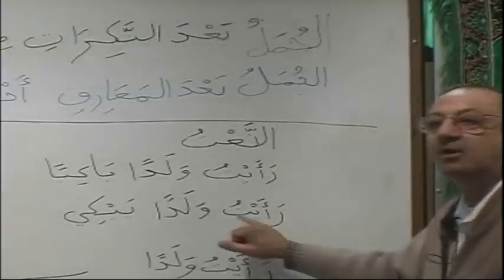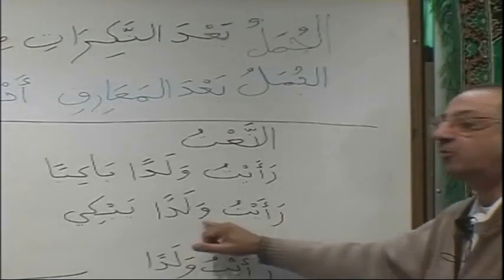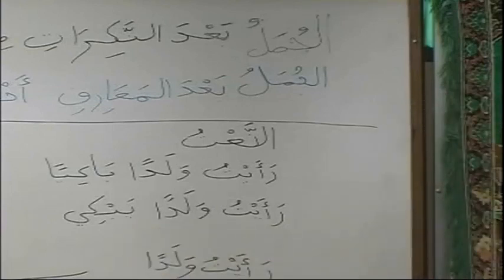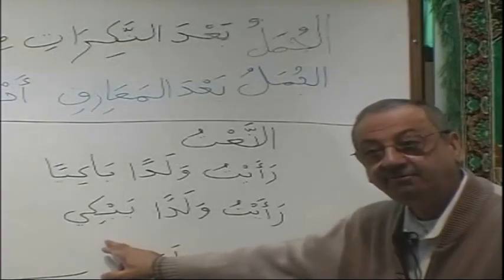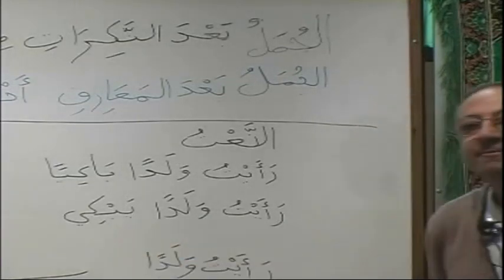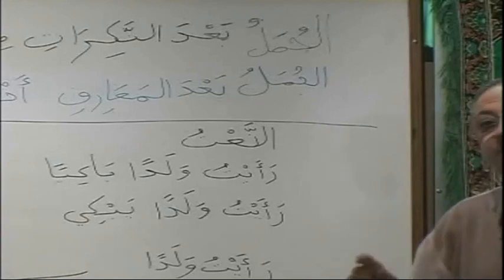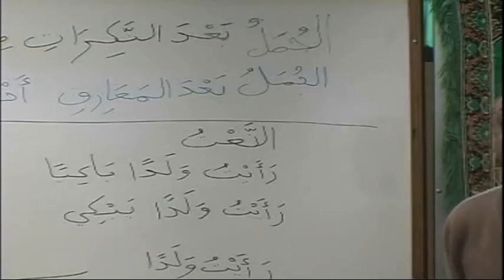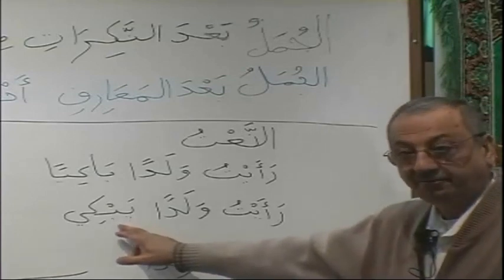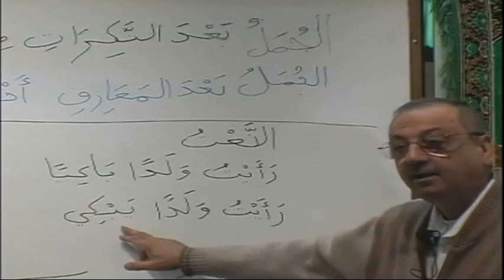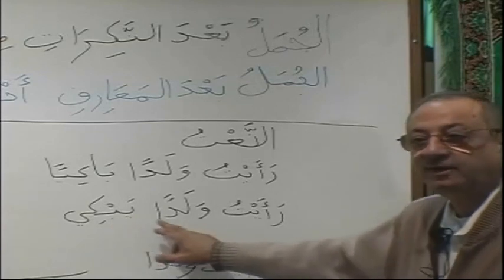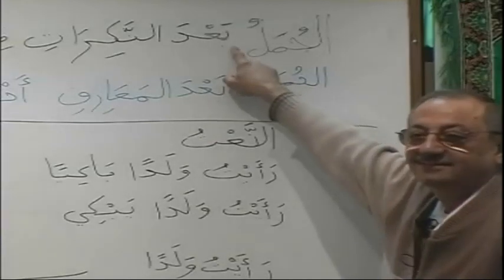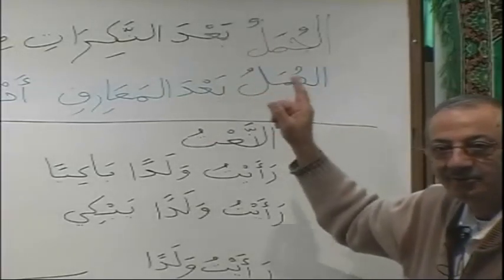Next one, brothers and sisters. Raitu waladan yabki. I saw a boy. What is yabki, brothers and sisters? Jumla failure. Fi'l and fa'il. What is the verb? Fi'lun mudariun marfun bidamatil muqaddara. Where is the fa'il? Mustatir, taqdiruhu huwa. Fine, brother. So this jumla failure has come after an indefinite noun. So what is this jumla failure? Naat, the first one. Are you with me?